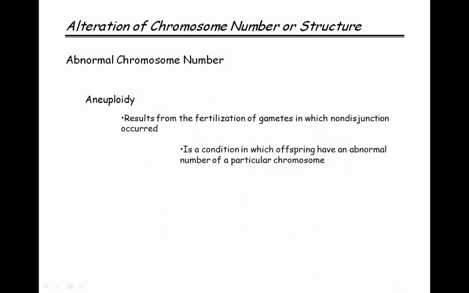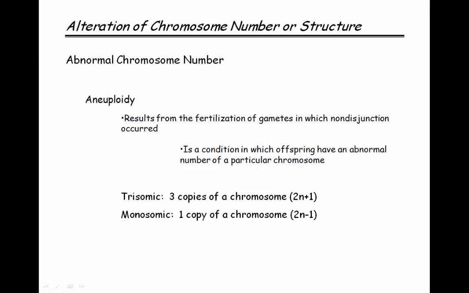So these individuals are what we call aneuploids. Aneuploidy results from fertilization using gametes in which nondisjunction has occurred. This is a condition in which the offspring would have an abnormal number of a particular chromosome. So this would be humans that do not have a total chromosome number of 46 anymore. And keep in mind, we're supposed to have 2 of every chromosome. So they might have 3 of a particular chromosome or 1 of a particular chromosome.